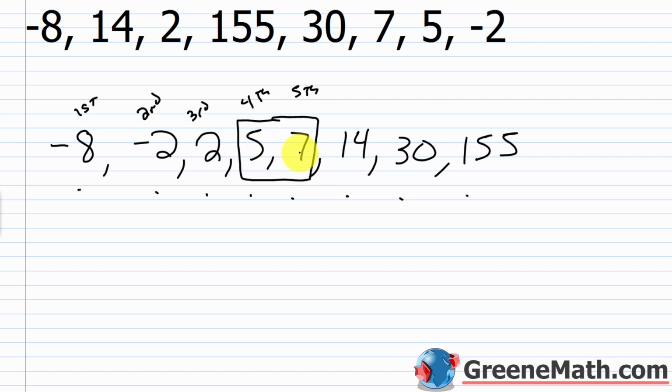So you would add 5 plus 7, you get 12. Divide that by 2 and you get 6. So the median here, again, is the average of the two middle numbers, and that's going to be 6.